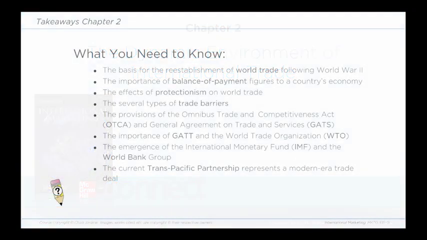So here's the Cliff Notes. These are the things that I want to make sure that you understand. These are the things I'm trying to teach.